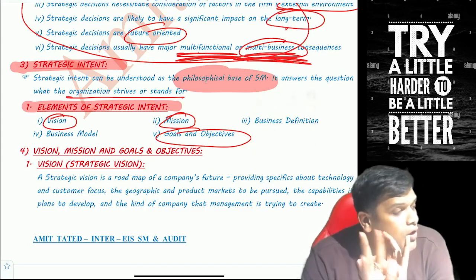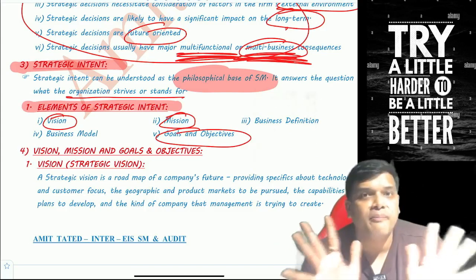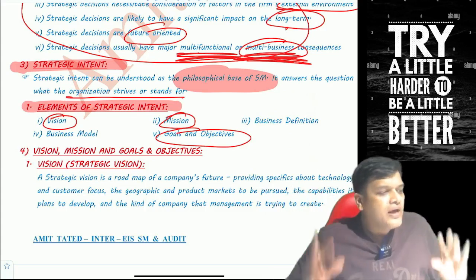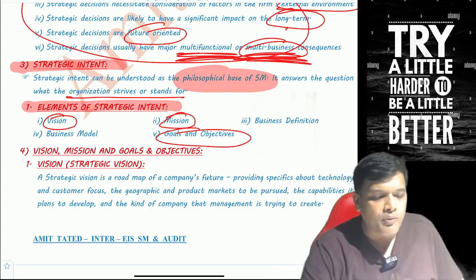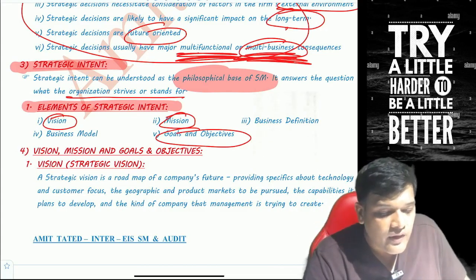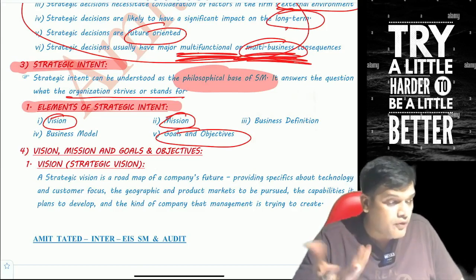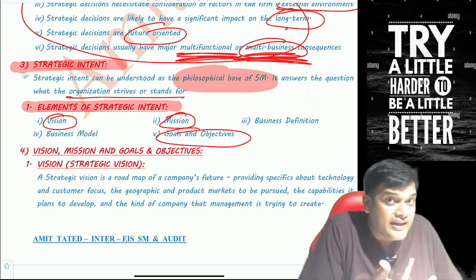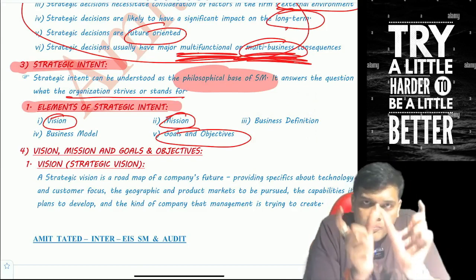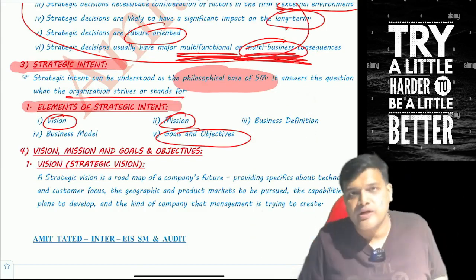If I say I want 1 crore profit, just this much, is this a goal or an objective? This is a goal, because I am not telling the time. So time and the target should both be stated. Then the objective becomes an objective.